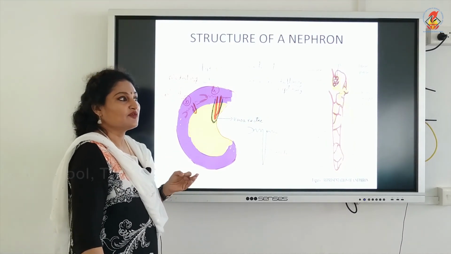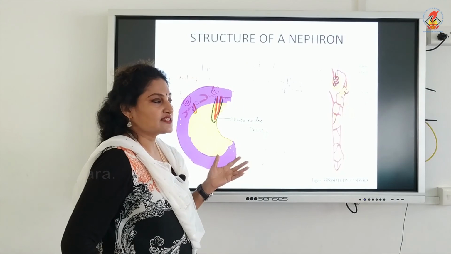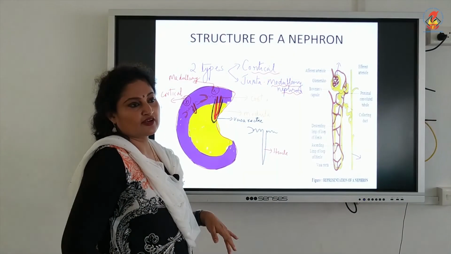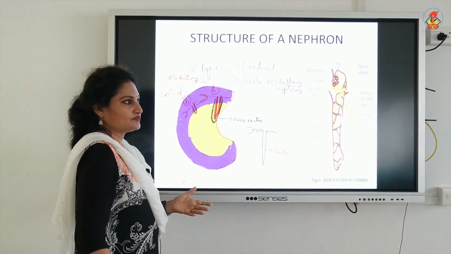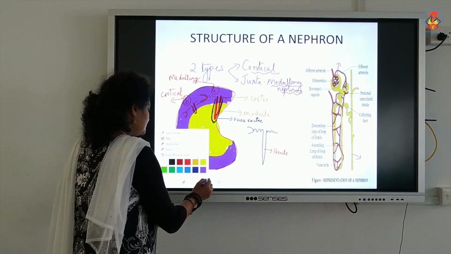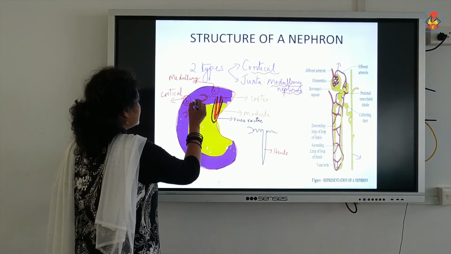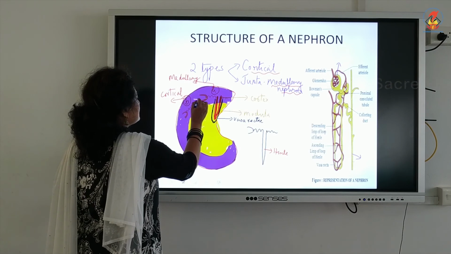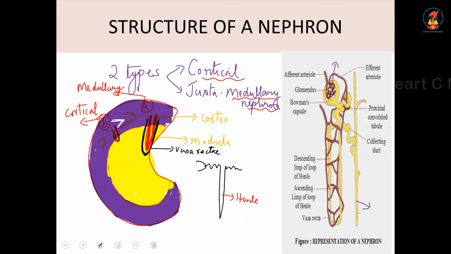Last, can you guess which is more in our kidney? Is it the cortical nephrons or the medullary nephrons? Which type is more? The maximum number is the cortical nephron. See, I put the symbol. Which is more in number? The majority of our nephrons are cortical nephrons. So this is maximum. The cortical nephrons are more in number than the medullary nephrons.